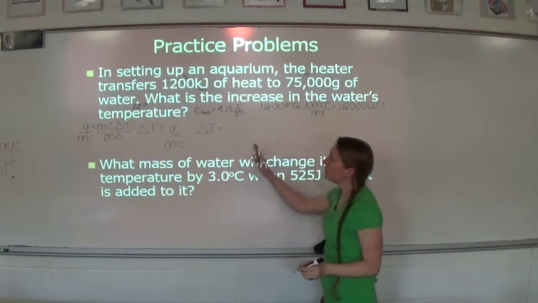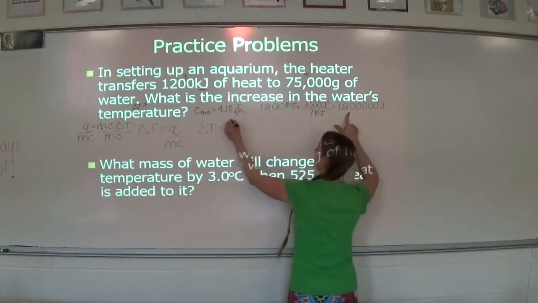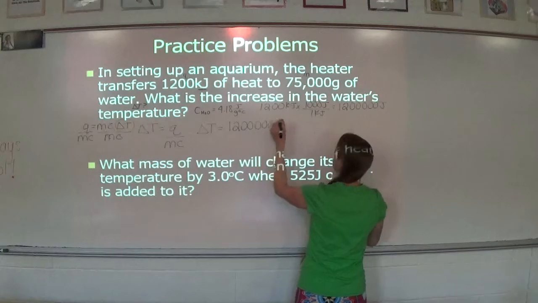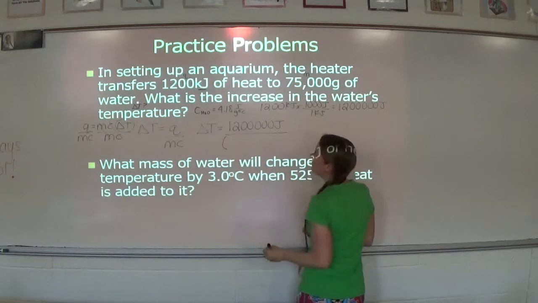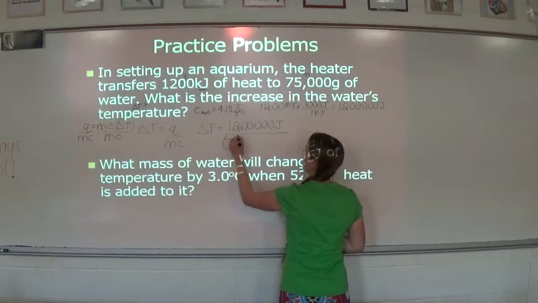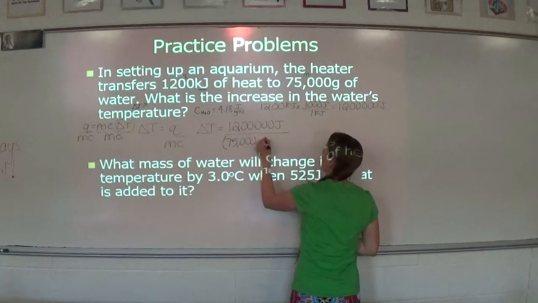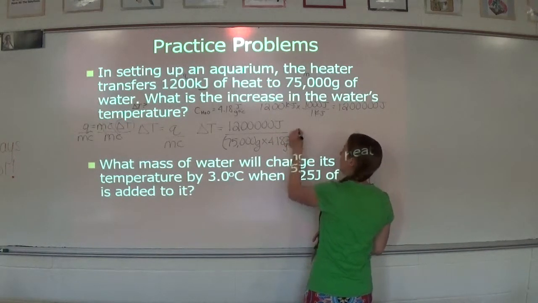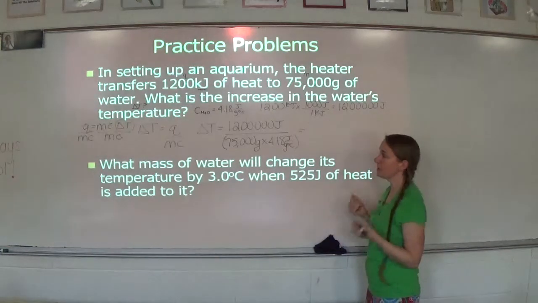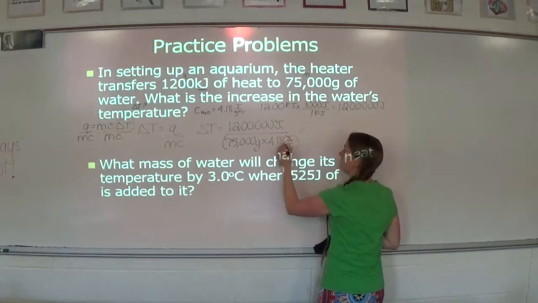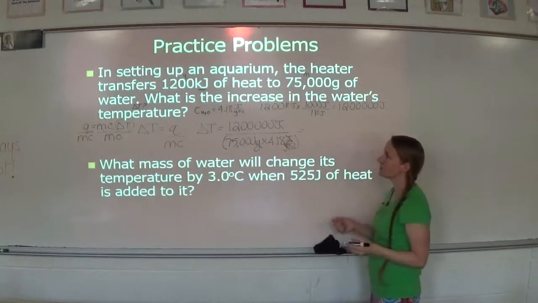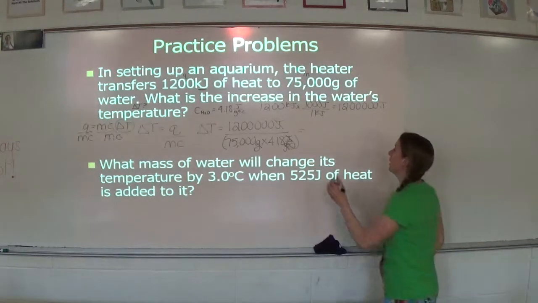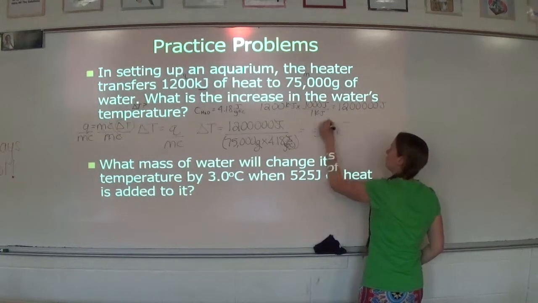Oh, marker's dying. So my Q, remember we changed it to joules, so it's the 1,200,000. Make sure I have the right amount of zeros. Divided by my mass, which is 75,000 grams, times my specific heat, which was from one of the previous questions. And you may want to put those bottom numbers in parentheses, depending on what calculator you're using. If you look, joules cancels, grams cancel, and I'm left with degrees Celsius, which makes sense because I want change in temperature. And when I multiplied and divided and everything, I got 3.8 degrees Celsius.